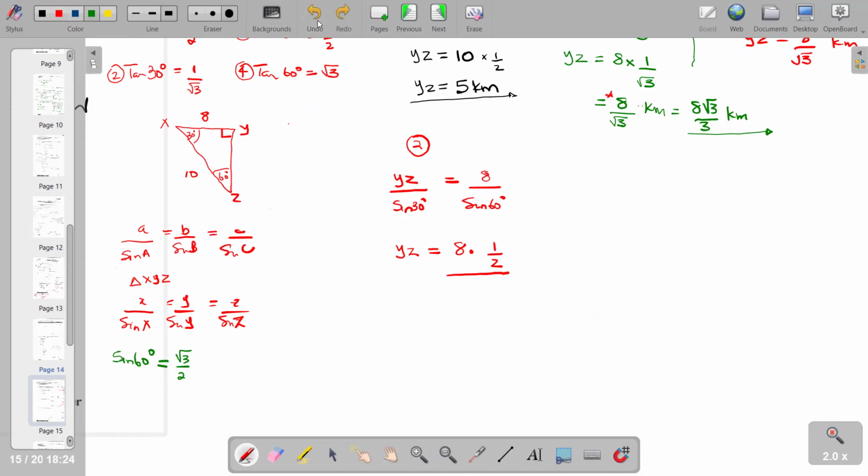Remember? So here it means it's going to be over root 3 over 2. Simplifying that, it's going to give YZ equal to 8 times half, which is 4, divided by root 3 over 2, because over means divided. That is 4 multiplied by 2 over root 3. As you can see, we are also getting 8 over root 3, still using the sine rule.